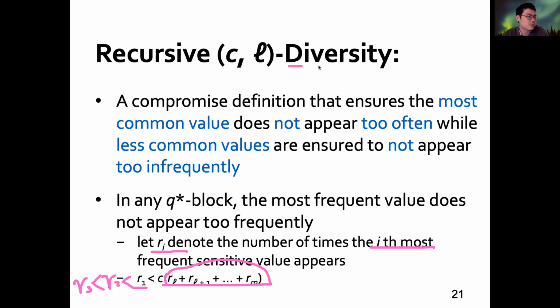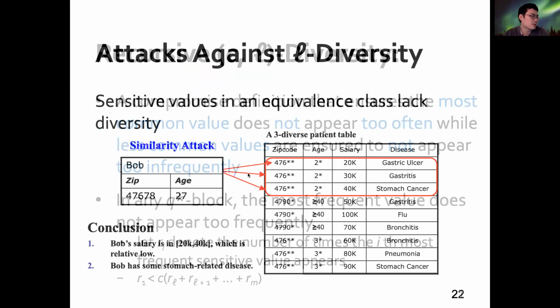So saying that your L frequent values are not pushing too much over the less frequent ones. The distribution is still even, but the evenness is controlled by the C. So that's the meaning of the CL diversity. This is actually recursively defined.